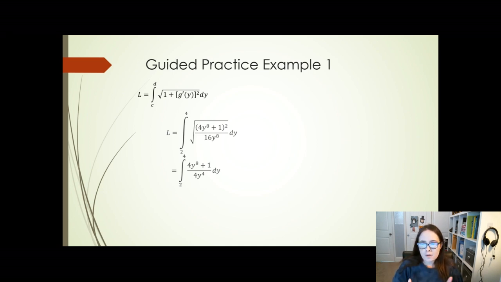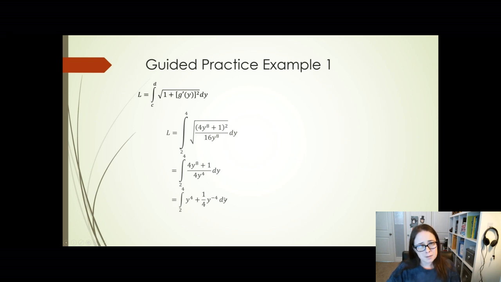But I still have this rational expression. The nice thing is when you only have one term on the bottom, you can always split this up into two separate fractions. So that's exactly what I'm going to do. I'm going to take 4y to the 8th over 4y to the 4th plus 1 over 4y to the 4th. And so that first one's going to simplify to just y to the 4th when I divide those two. And then I get the 1/4.